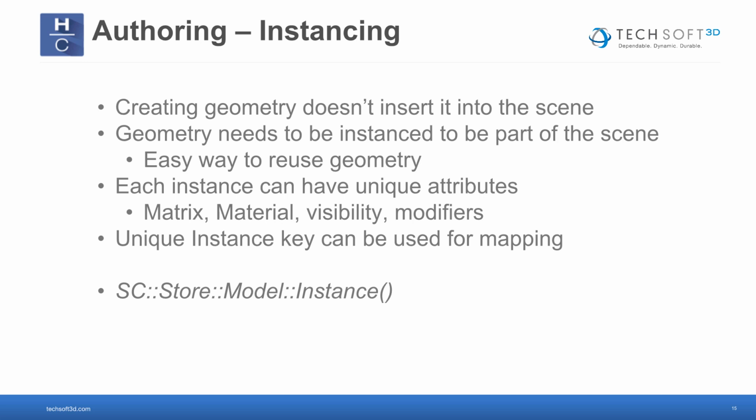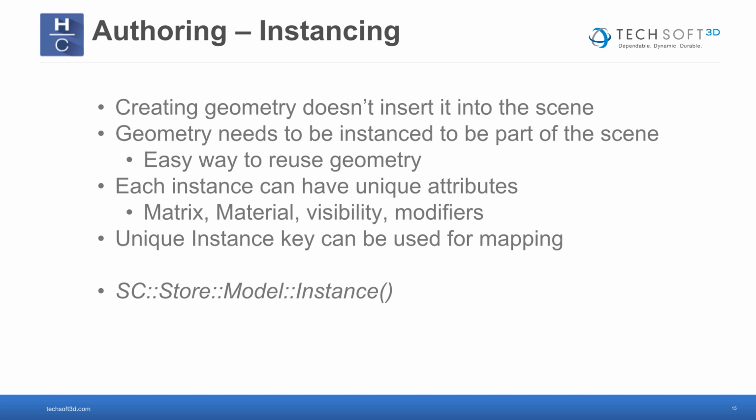Like I said, creating the geometry, creating a mesh object, and inserting it into the model does not mean it's going to show up on the screen. We need to create an instance of it to actually have it displayed. So what does an instance entail? Well, the big one is that it's a mesh, obviously. But we also have some things attached to that mesh: a matrix, a material, visibility, and additional modifiers. We're going to talk about each one of these in turn.